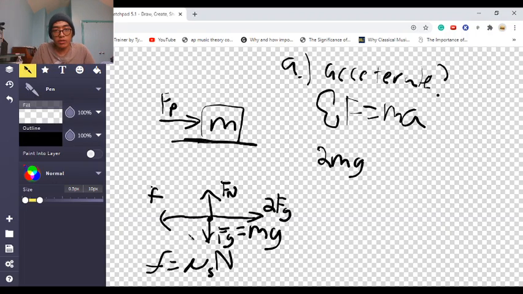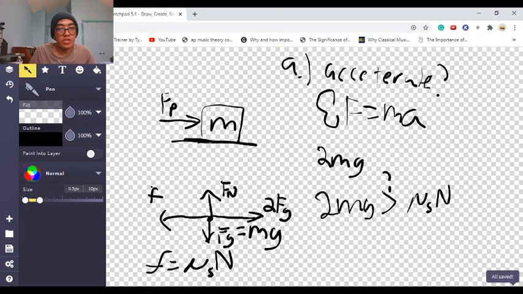So the first thing that we want to do is decide whether that 2mg is greater than this, right? So let's set this comparison up. Is the 2mg greater than the static friction, right? Does it? Well, let's see. So we have to determine what mg is, right?